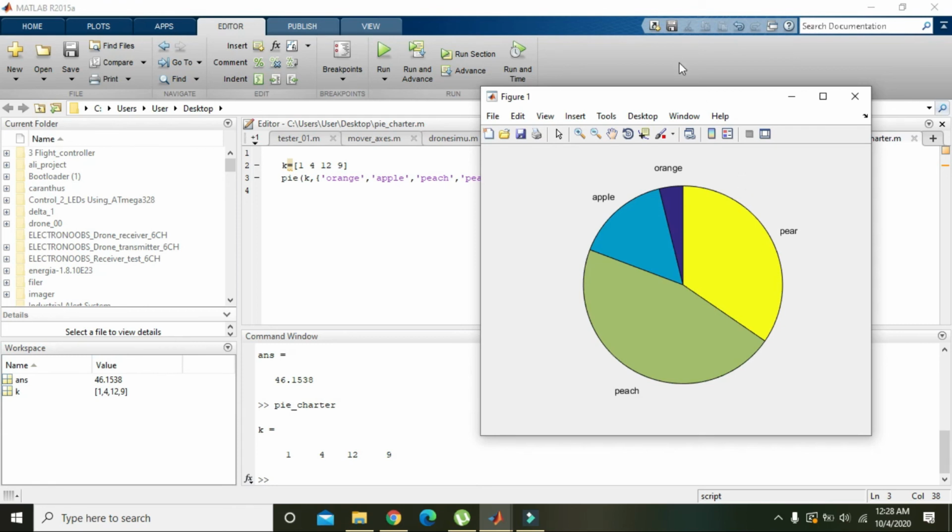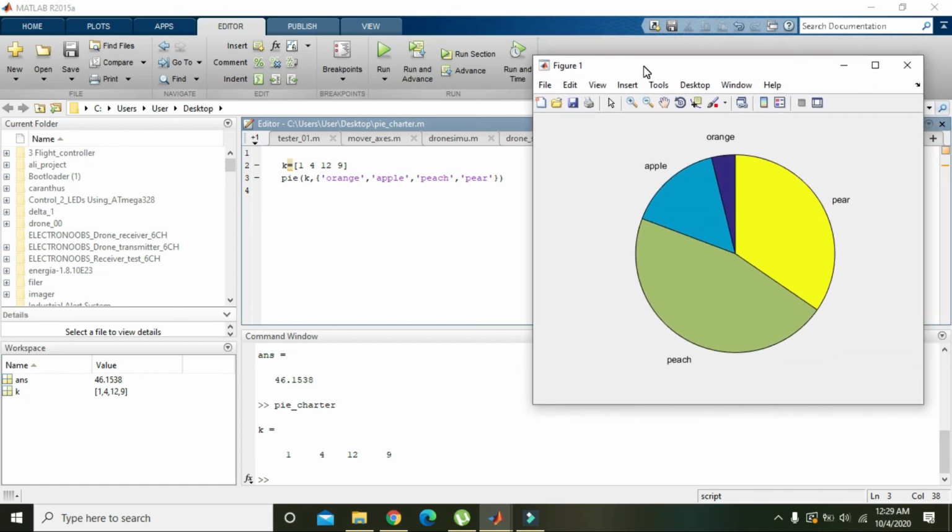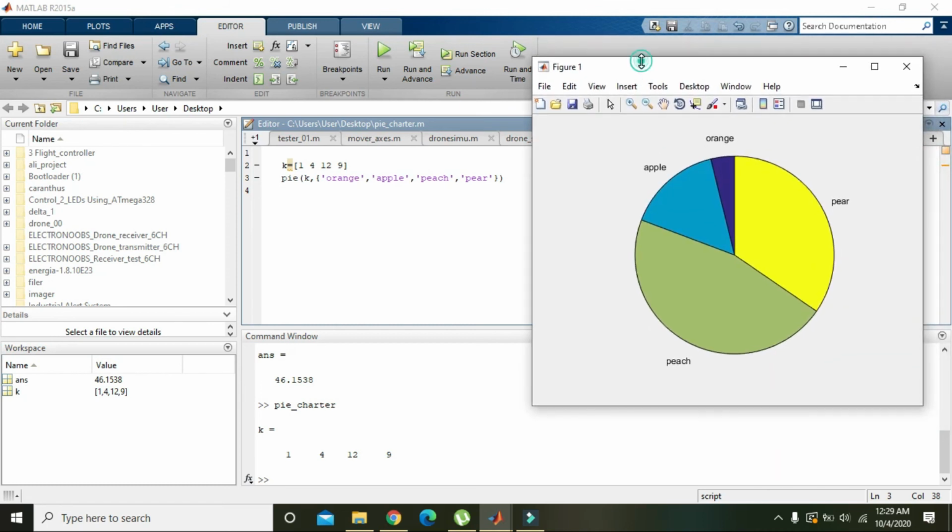names. That is, apple is like 35 or like that. Actually it is the size of the slice which shows us the percentage, like orange is just 15 and apple is I think 30 or like that. So in this way you can make your pie chart to show your data graphically.